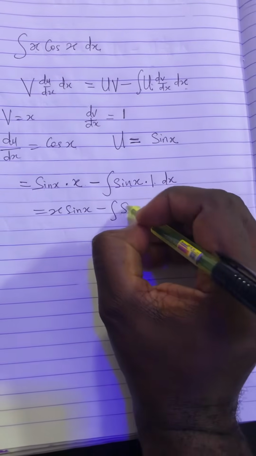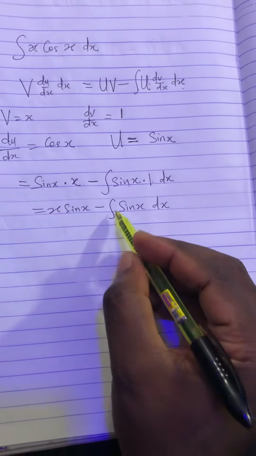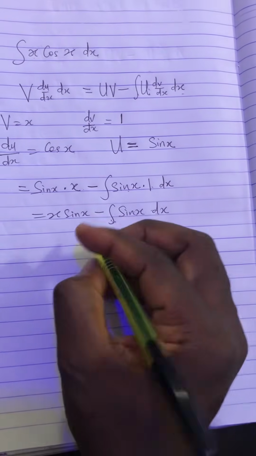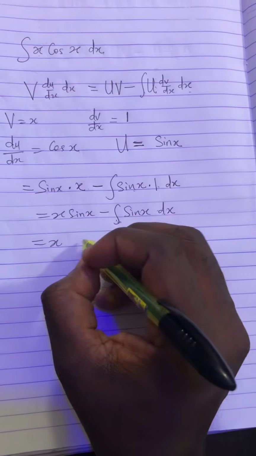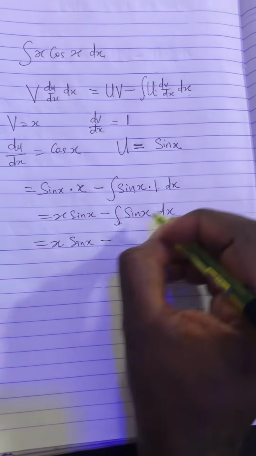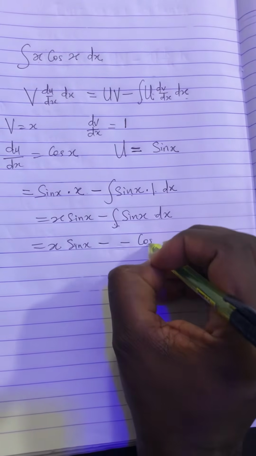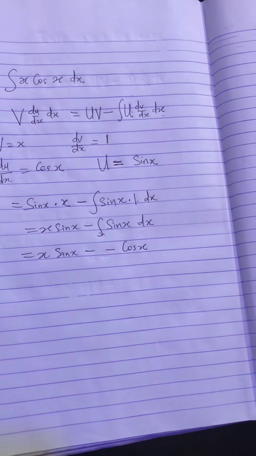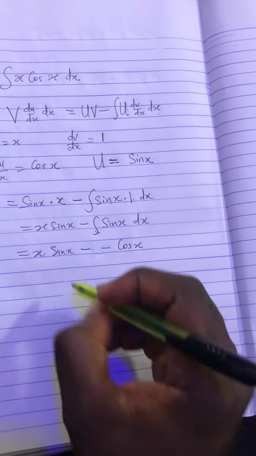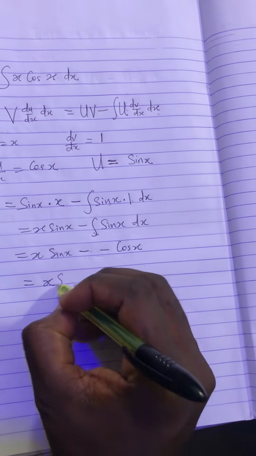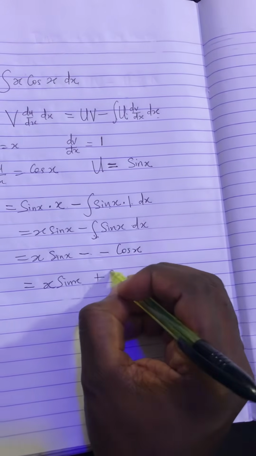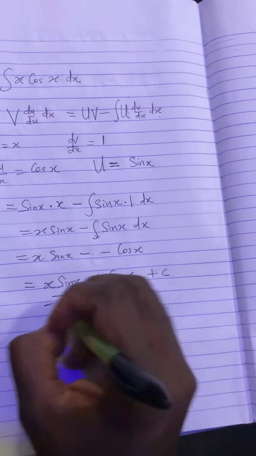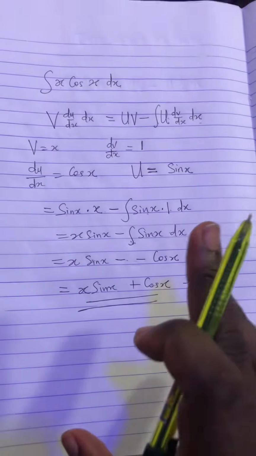Sine x times 1 is sine x dx. Class, as long as there's this integral sign here, you are not done. This integral sign and this dx means you have to integrate sine x again. So that will be x sine x minus, integration of sine x gives you minus cos x. So when you multiply minus times minus, you're going to have plus. So our final answer will be x sine x plus cos x plus c. Of course, anytime you integrate, always have plus c at your final answer. So that is the explanation to this.